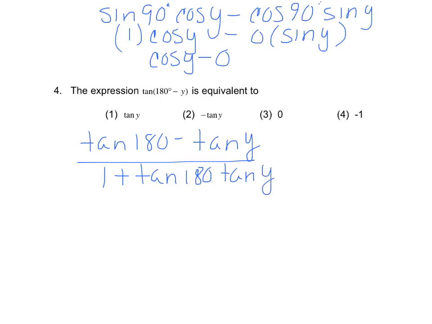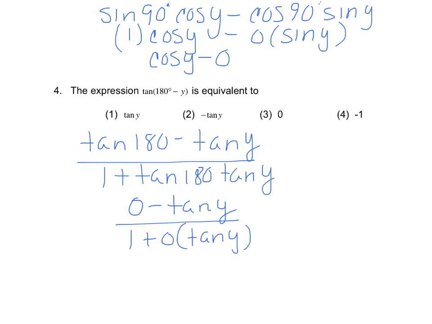All right, I don't see that there, so let's manipulate it a little bit more. Tangent of 180 in the calculator is, you're correct, 0. So it's 0 minus the tangent of y over 1 plus tangent of 180 again is 0 times the tangent of y. All right, let's figure this out. 0 minus the tangent of y is a negative tangent of y on the top. What do we have on the bottom? 1 plus 0 times tangent of y. Well, 0 times tangent of y is 0. So 1 plus 0 is just 1. So negative tangent of y over 1 is negative tangent of y. So we have choice 2.